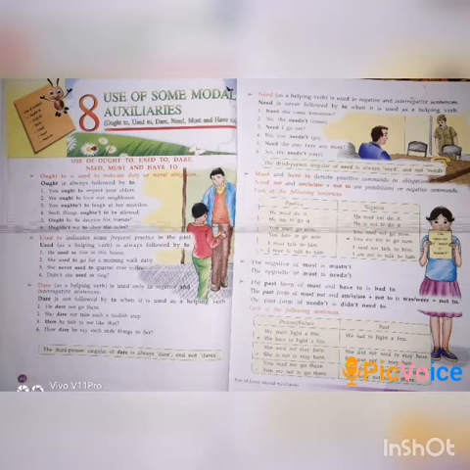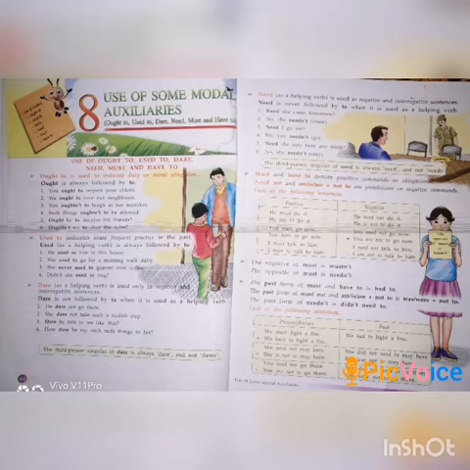Dare as a helping verb is used only in negative and interrogative sentences. Dare is not followed by to when it is used as a helping verb. He dare not go there. She dare not take such a foolish step. The third person singular of dare is always dare and not dares.